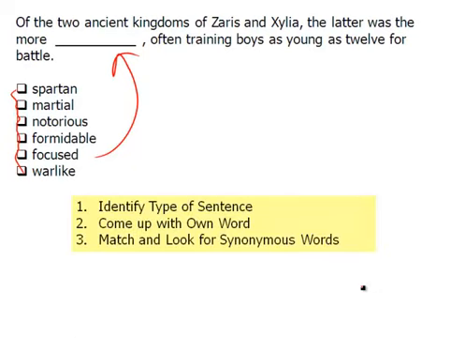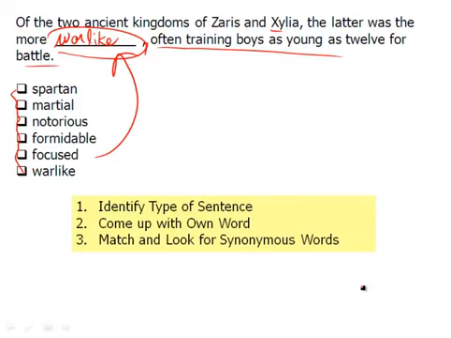We want to identify the type of sentence. Is this a shifting sentence, a non-shifting sentence? Here we're simply taking the blank and defining it with what comes after the comma. So it's a defining-the-blank sentence, and we want to look for the clues and come up with our own words. Well, the clue is they often trained boys as young as 12 for battle. So what sort of kingdoms were these? Well, they were all about war, and the latter, X, was even more warlike. So we can come up with our own word: warlike, war happy, whatever you want to put there.